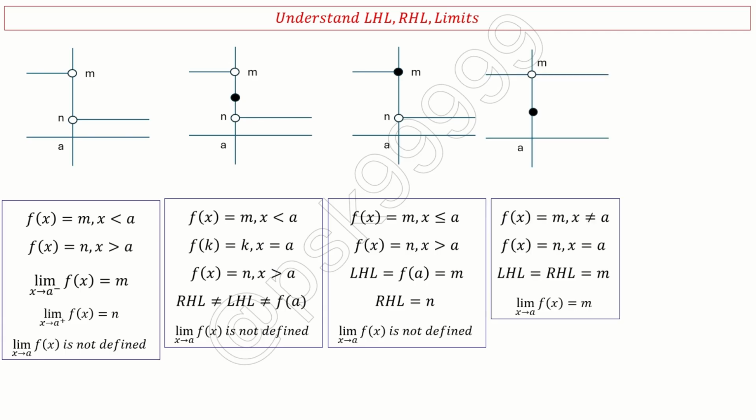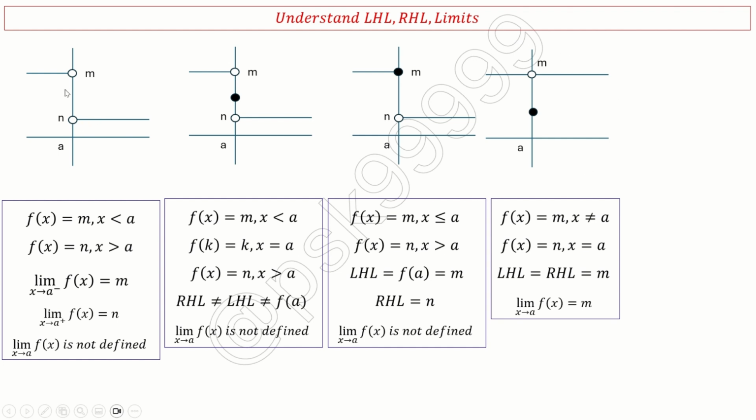Okay, now here the function value is actually different. The function value at x equal to a is n, but f of x equals m when x is not equal to a. So the graph is a line like this, and only at x equal to a the value is different. In this case, LHL and RHL are coming close to m, correct? Even though the function is defined as f of a equal to n, the limit as x tends to a of f of x is m. Hope you understand. This is the case you need to understand very well.